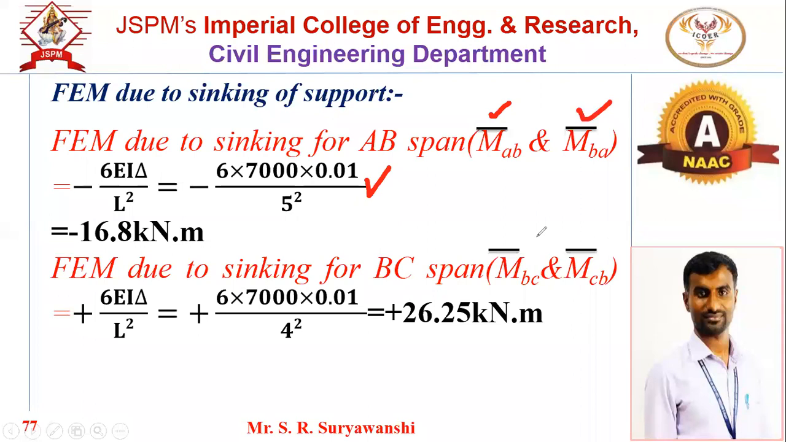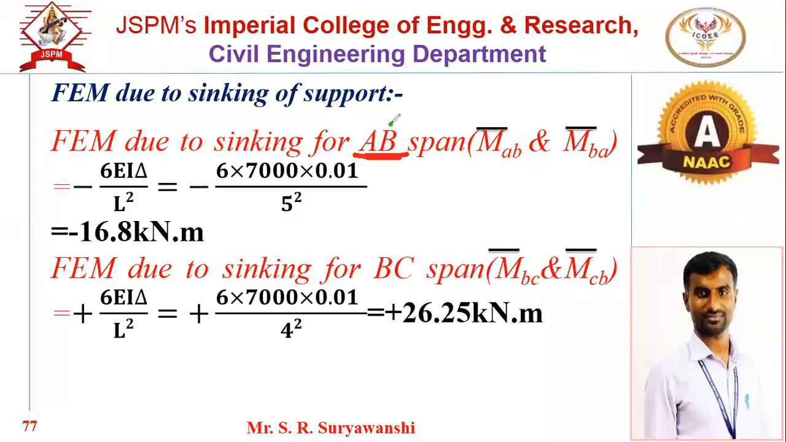Okay. But in case of loading condition, if M bar AB is minus then M bar BA is plus. Suppose minus WL square by 12, then M bar BA will be plus WL square by 12. But here, in case of sinking, this moment will be the same for M bar AB as well as M bar BA, because this is the sinking effect we have to consider for span AB. So we know that it is very simple.